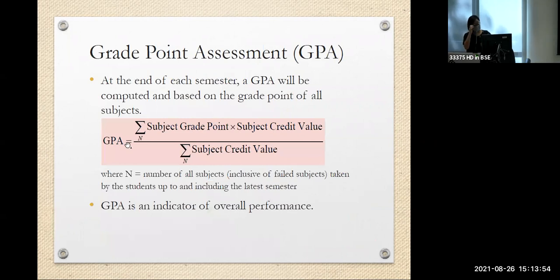So by the end of each semester, the GPA will be calculated. So it's like your grade for every end of the semester. Okay.